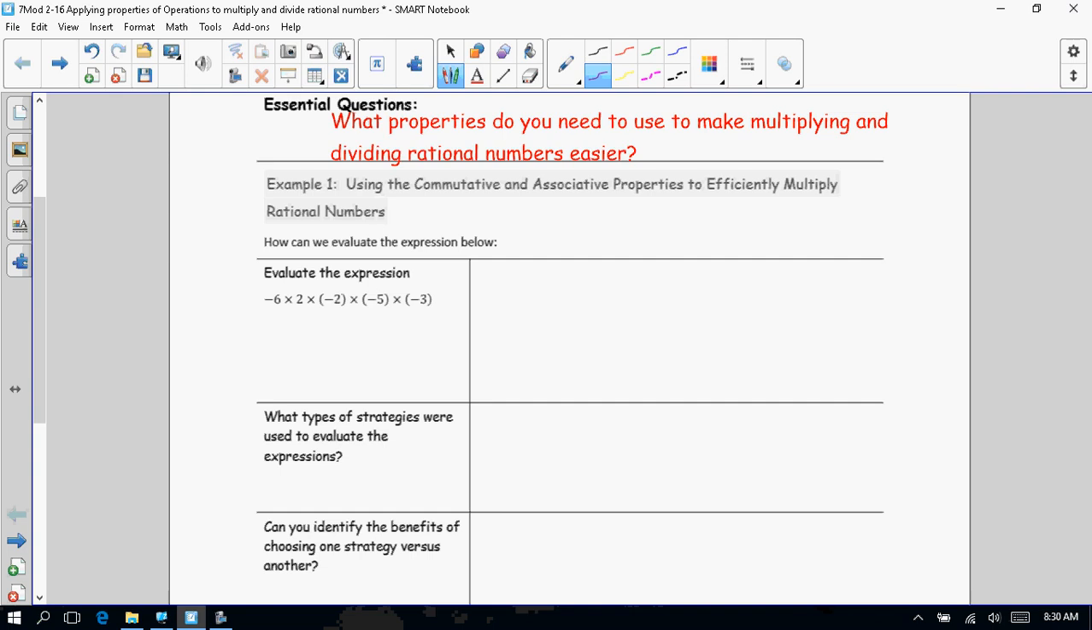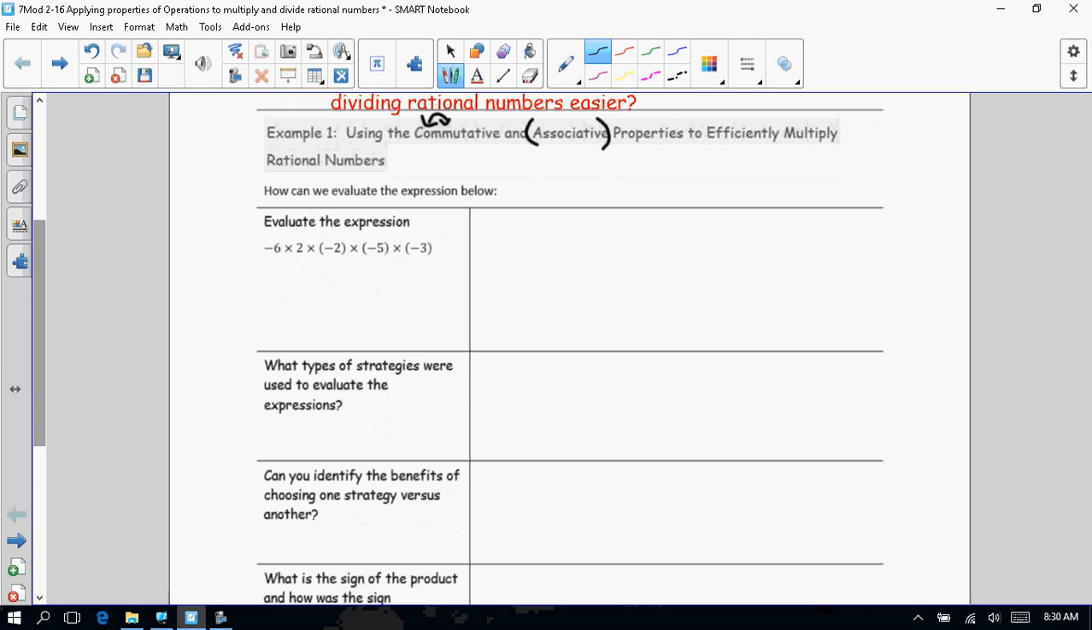All right, so example 1, using the commutative and associative properties to efficiently multiply rational numbers. Remember, the commutative property says I can flip-flop the numbers around, I can change them. Associative property says I can group them in a certain order. All right, so let's take a look at this first one. I'm going to do this one just kind of straight across, not using any shortcuts.